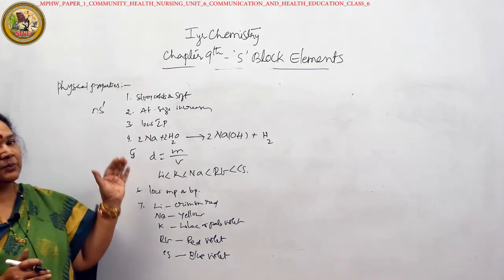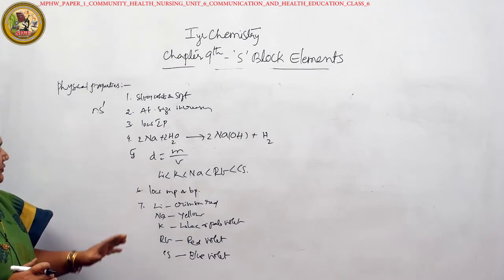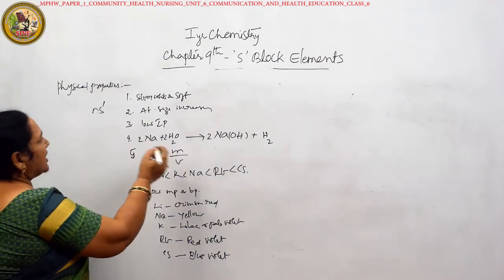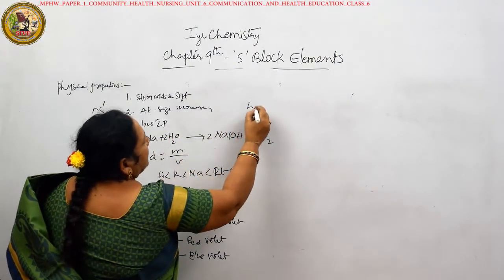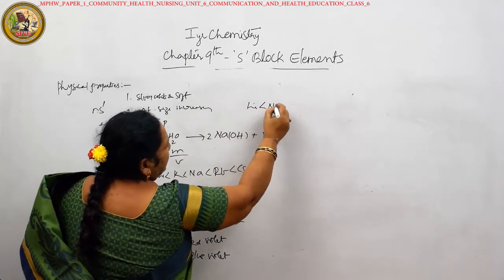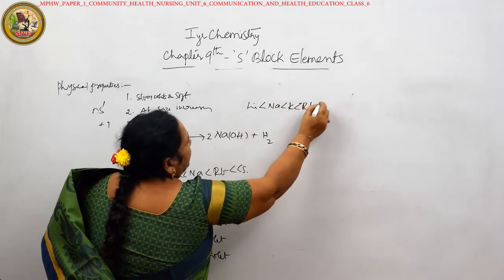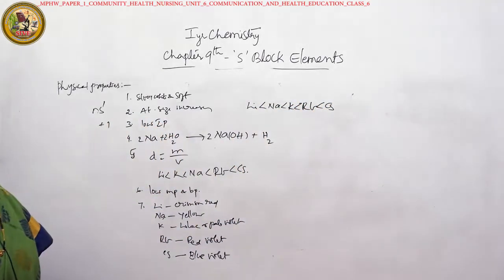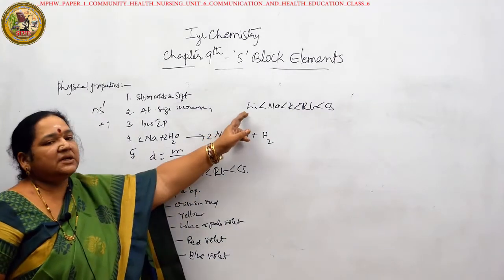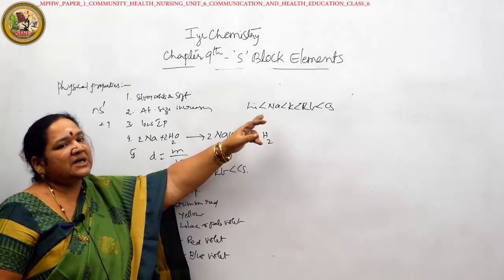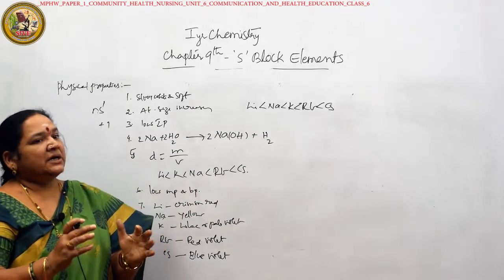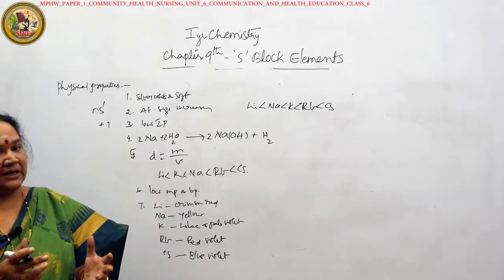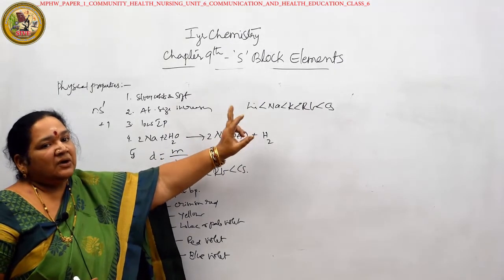So all these are about the physical properties of these elements, and they exhibit the common oxidation state of +1, and their reducing property decreases in this order: lithium, sodium, potassium, rubidium and cesium. This is the order of their reducing property. That means lithium is the least reactive and cesium is the most reactive. Why is that? Because of its small size, lithium can't give up its outermost electron immediately. That's why lithium is least reactive.